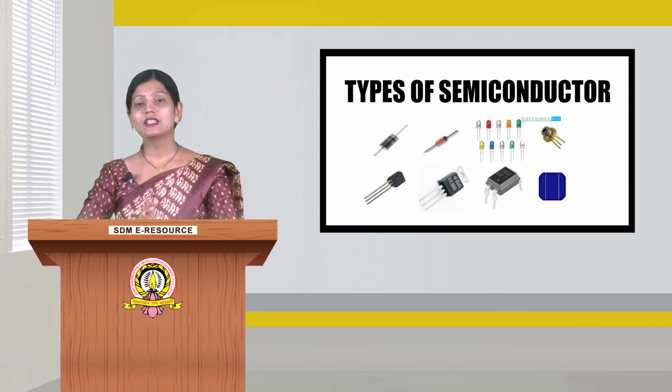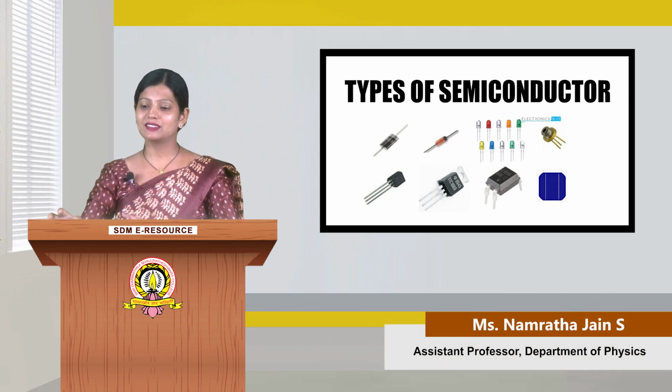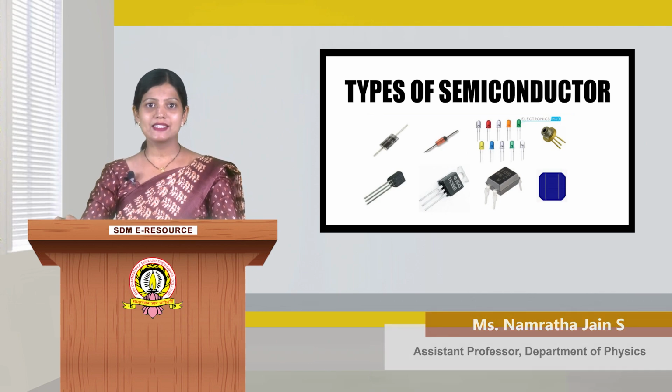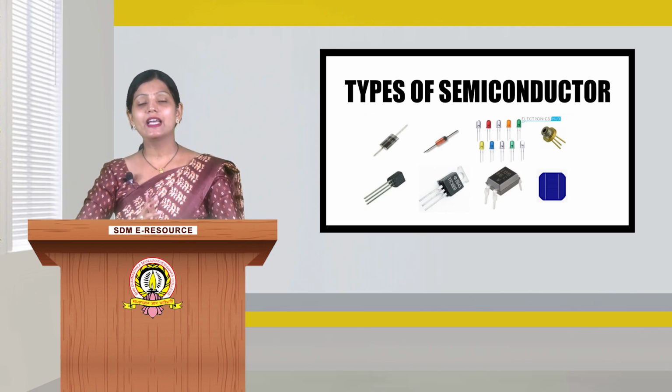Moving forward, let us discuss the types of extrinsic semiconductors. There are two types of extrinsic semiconductors, N-type semiconductor and P-type semiconductor. Adding impurities to a pure semiconductor enhances its conductivity. As the concentration of impurity atoms increases, the conductivity also increases.